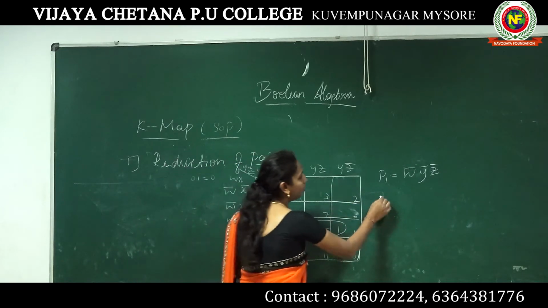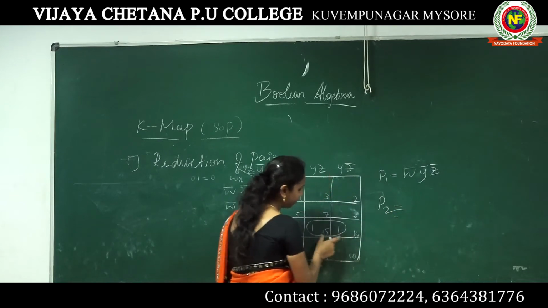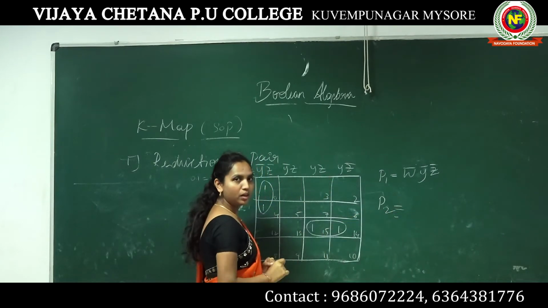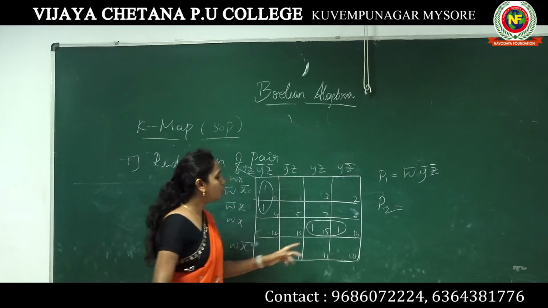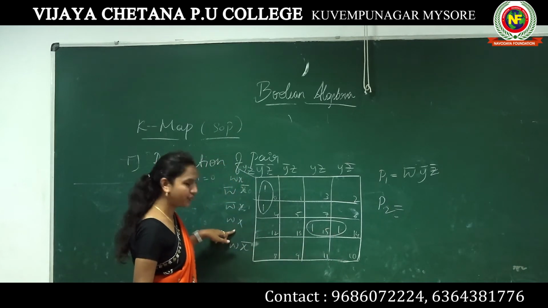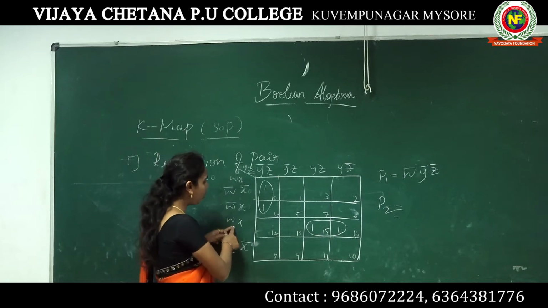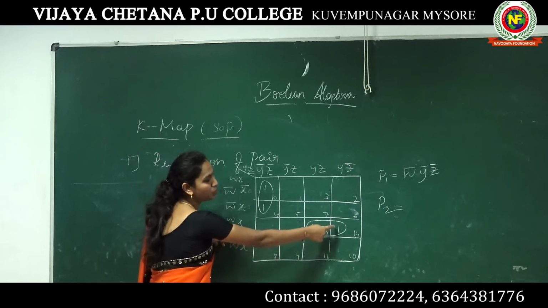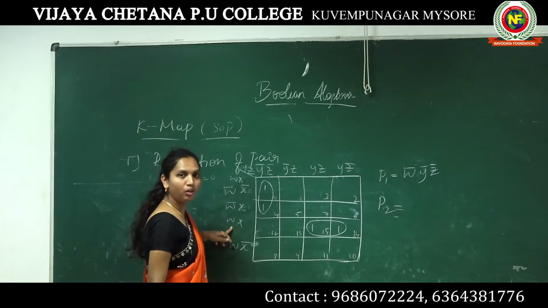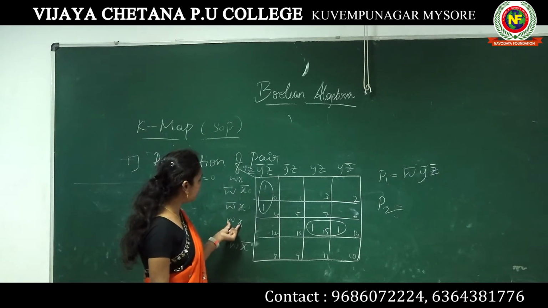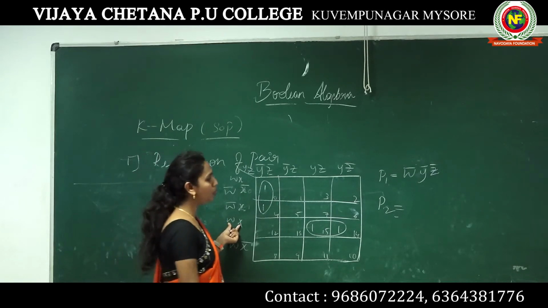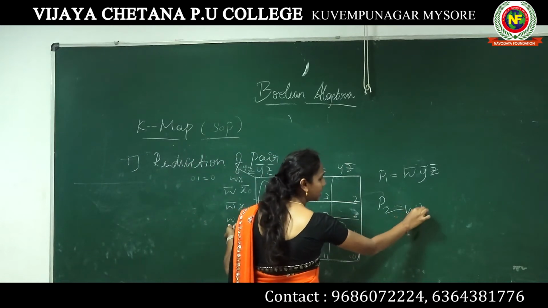Next, the result of the next pair, I took as P2 for this one. So you have to come to the vertical expression. What we have is Wx. There is no need to compare with any other, because there is no way to compare. So I am writing it as it is.